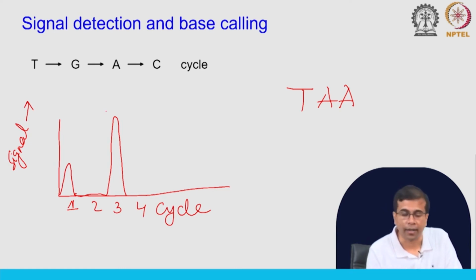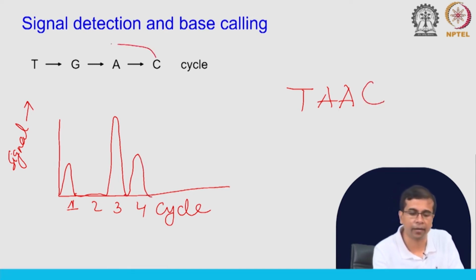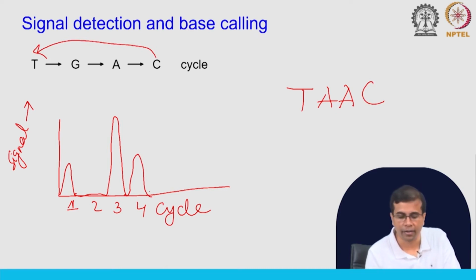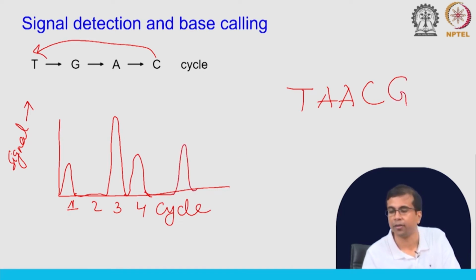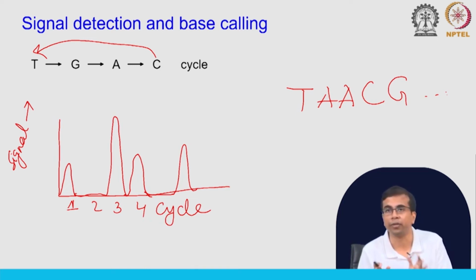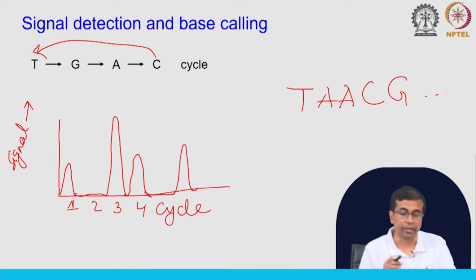Okay. So, let us continue the cycle. Next one, let us say we see a signal here, and we say, okay, there is C. Then we go back to T again, and we see whether there is signal. No. So, no T. For G, yes, let us say there is signal. So, G, and so on. So, we continue this process. You can run this for 100 cycles, 150 cycles, or as many cycles as you want, or before you start losing the accuracy. So, this is the principle of how this sequencing method works.